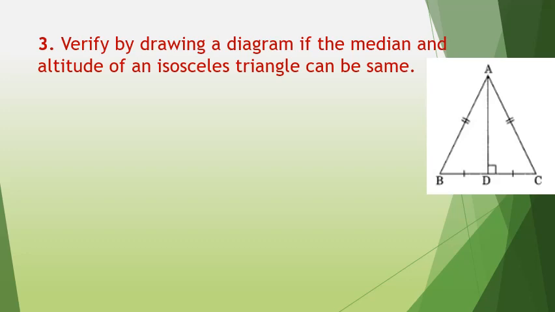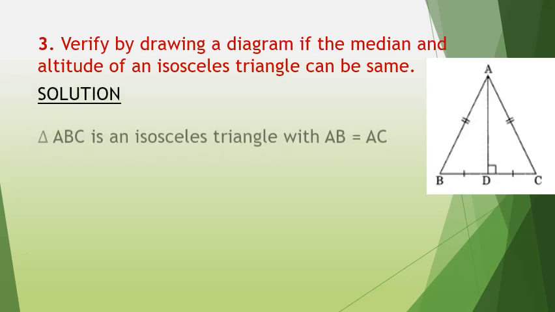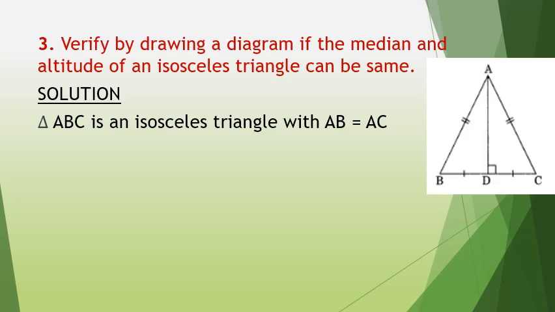Next question number 3. Verify by drawing a diagram if the median and altitude of an isosceles triangle can be the same. So you have to draw a rough figure of isosceles triangle ABC. Then find the midpoint of side BC and mark it as D. And by using a protractor, you have to draw the altitude. Then you can check whether the altitude and median are the same or not. If you check that way, we will see that the altitude and median of an isosceles triangle are the same.